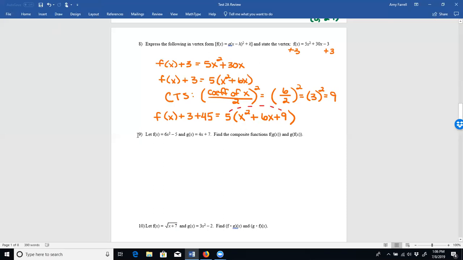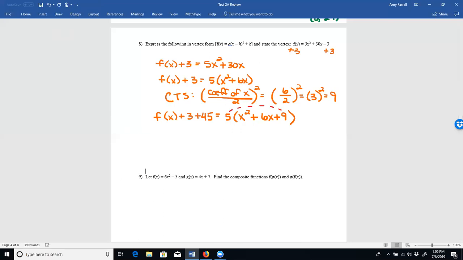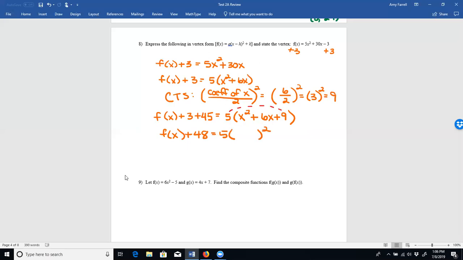Okay, we're almost done here. Let me move this down a little bit, give myself some more room. Okay, so I have f of x plus, I can go ahead and combine like terms, 48 equals 5 times the quantity. Completing the square will create a perfect square trinomial. X squared plus 6x plus 9 factors as x plus 3 quantity squared.